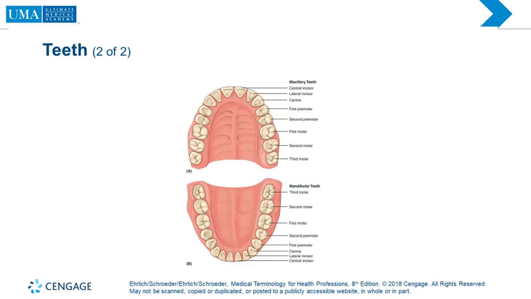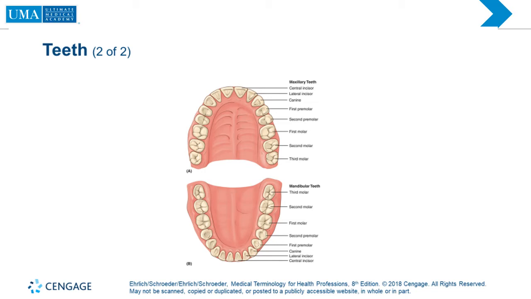Here we have the teeth, and you may hear it referred to as the dental arches. The dental arches are the bony structures of the oral cavity. These arches hold the teeth firmly in position to facilitate chewing and speaking.